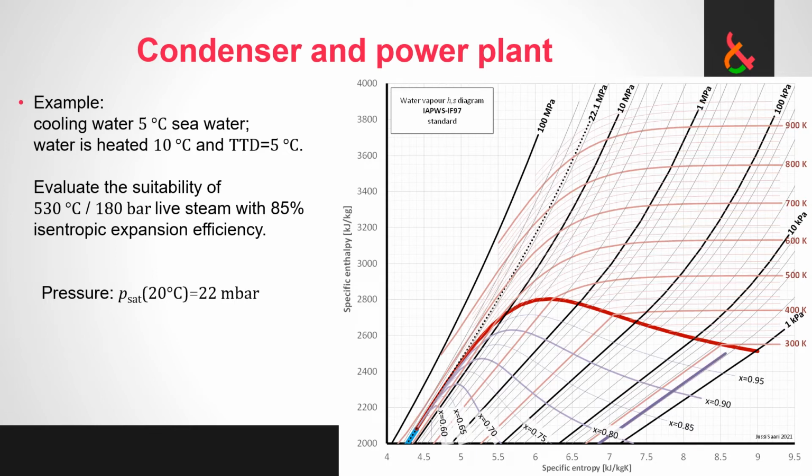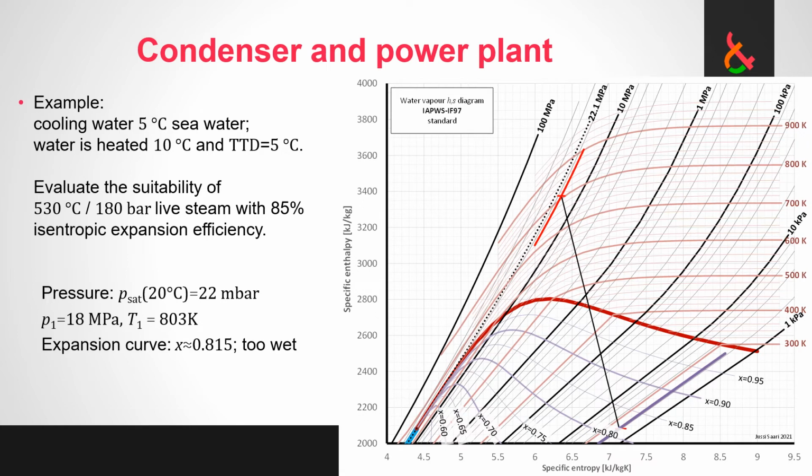Now we see where that 2.2 kilopascal line is in the HS drawing. Then we check the 180 bars, 18 megapascals, and the temperature is 803 Kelvin, which is 530 Celsius. Then we can draw our expansion line with the isentropic expansion efficiency, as we have now learned to calculate many, many times. And we realize that we end up at something like 0.815 steam quality. That is very, very wet, and that is definitely going to destroy our turbine blades too soon. So we need to do something.